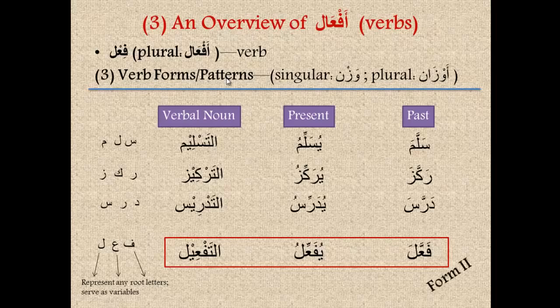And in reality, this is actually form 2. It's called form number 2. So we would call sallama a form 2 verb because it fits onto this pattern. Sallama, yusallimu, at-taslim fits the pattern. Fa'ala, yufa'ilu, at-taf'il. We call it a form 2 verb. Likewise, we call rakkaza a form 2 verb, and we also call darrasa a form 2 verb.